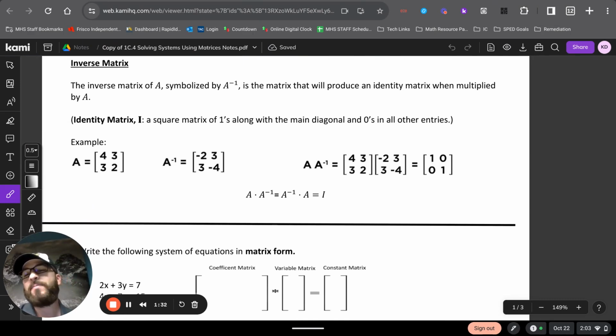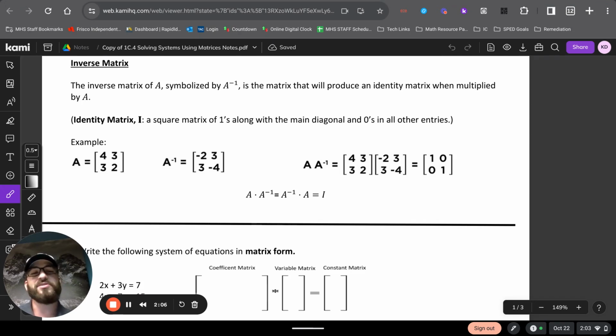If I had a matrix A, that inverse matrix is going to be symbolized by A to the negative first. That inverse matrix is a matrix that will produce an identity matrix when multiplied by A. An identity matrix is a matrix that has ones along the main diagonal and zeros in all the other entries. What that really means is that the original matrix and the inverse matrix end up canceling each other out. It is that inverse operation.